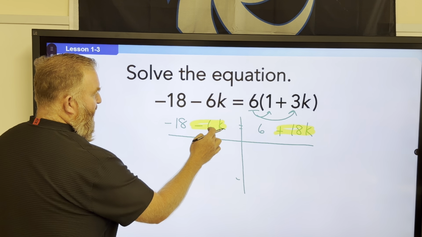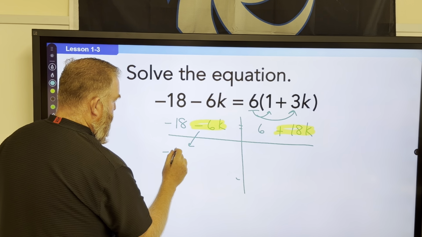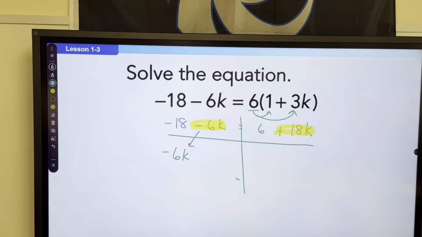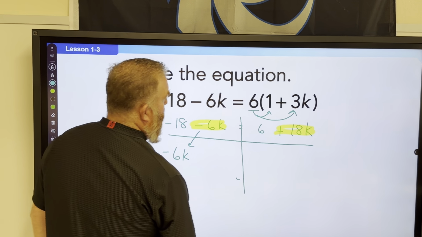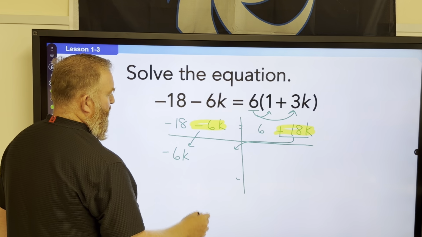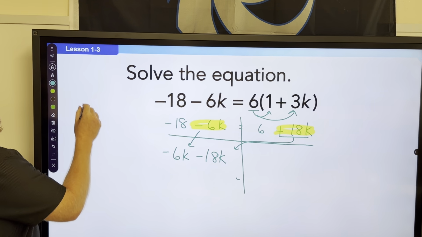Negative 6k, is it okay here? Is it on the left side? So don't change it. If it's already good, just leave it alone. Which one needs to move? When I move it, what's it become? Negative 18k.